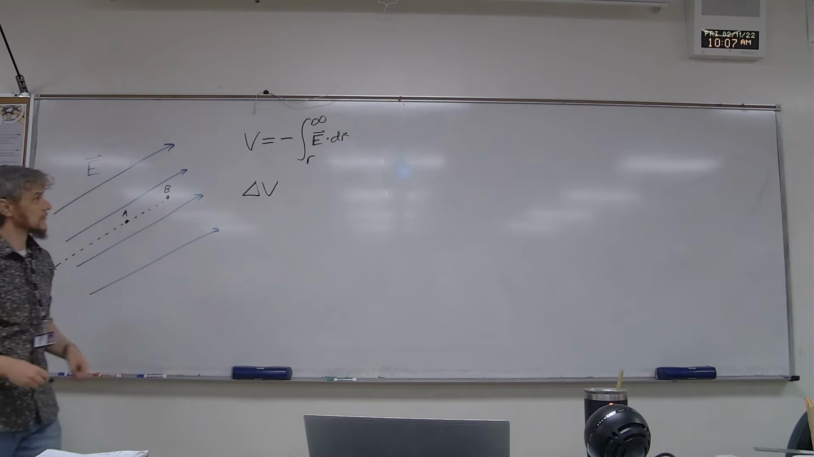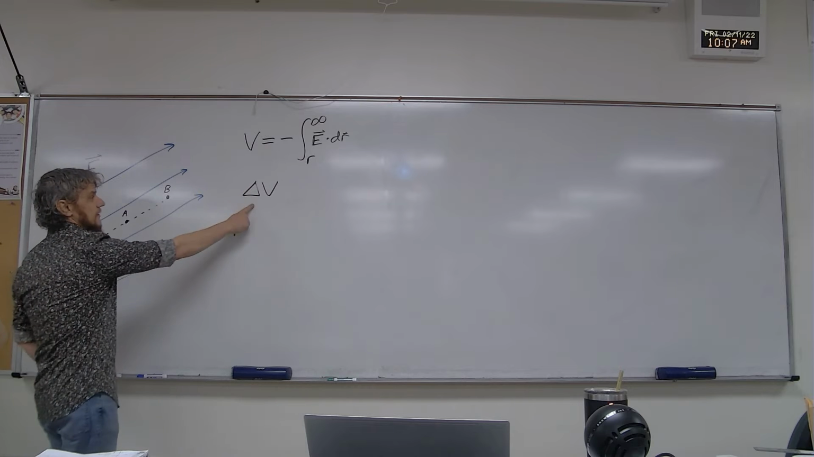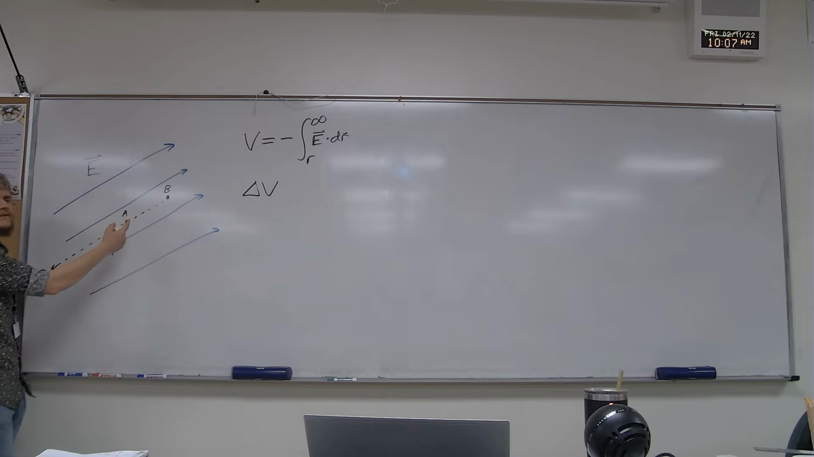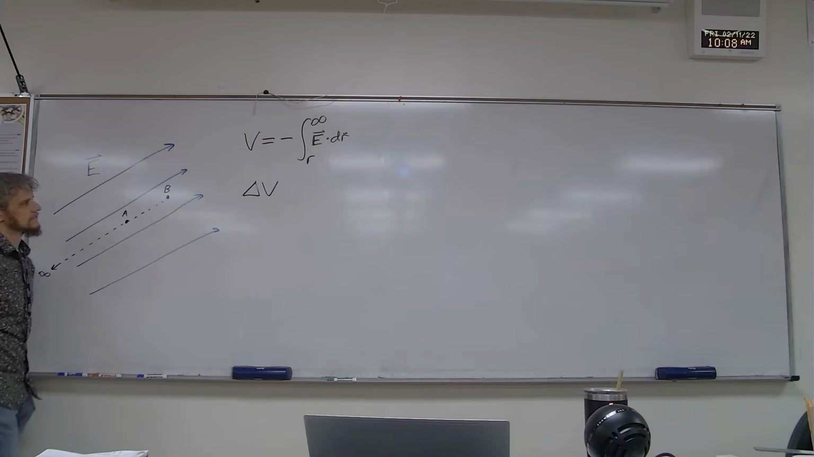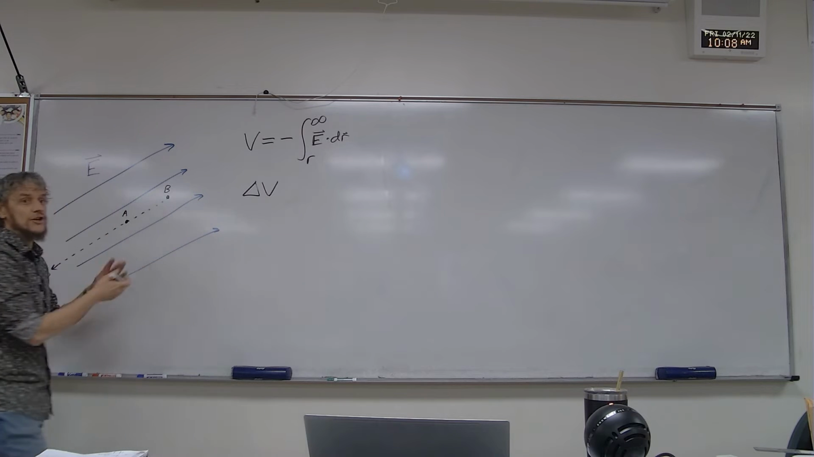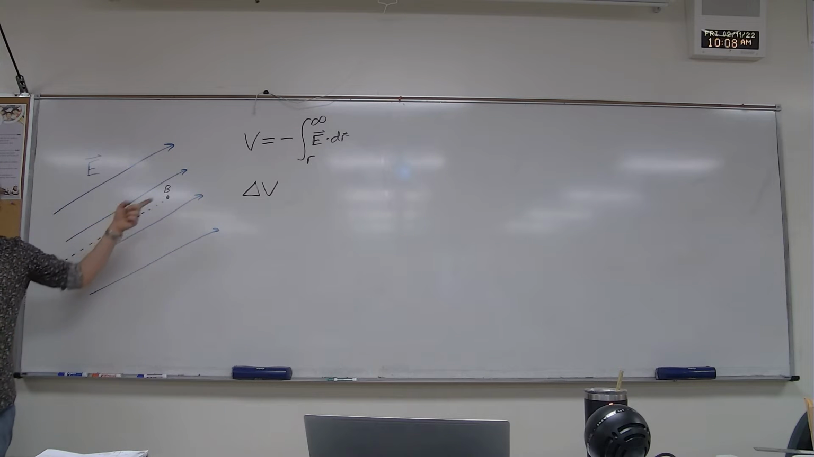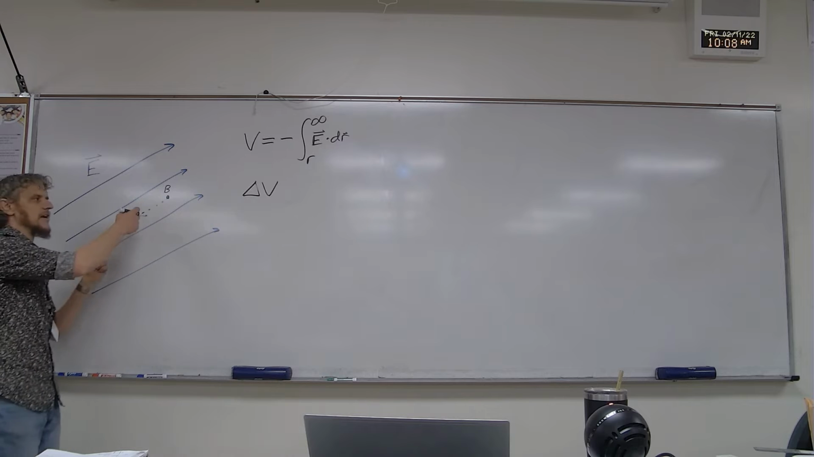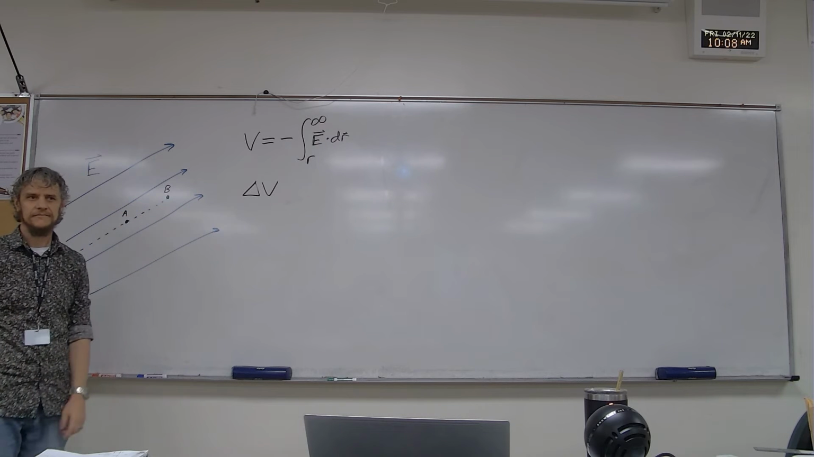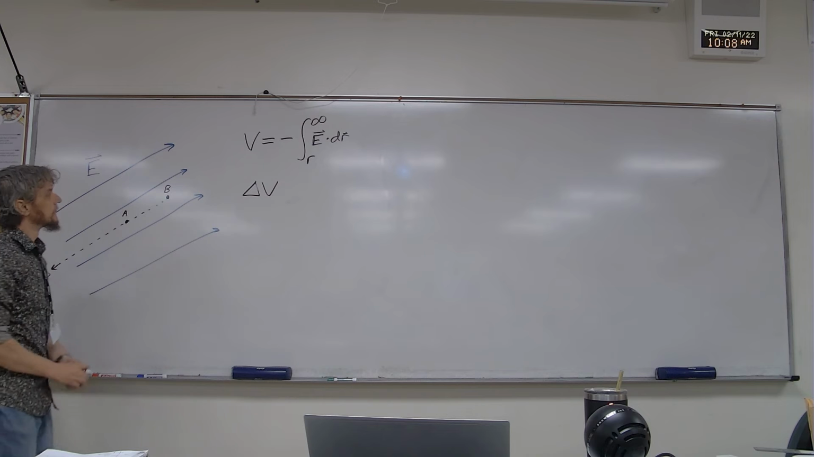We know vector calculus, right? So delta V, I want to know the potential difference from A to B. Okay? Now I could do the potential difference from B to A or from A to B. What do you think switches when I go in one direction and then the other? Just signs. The sign, yeah. Final minus initial.